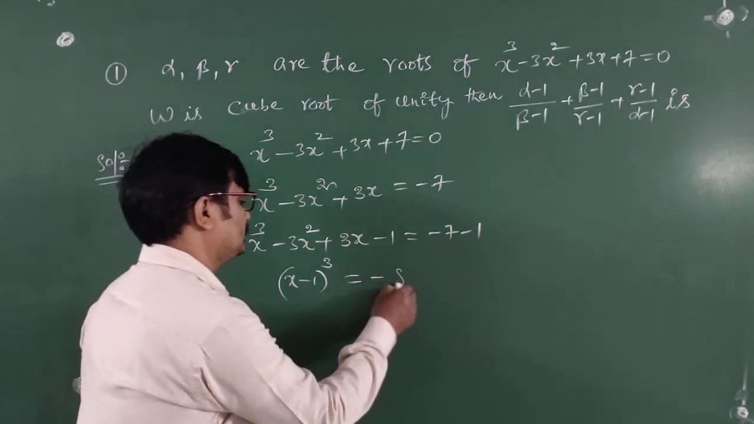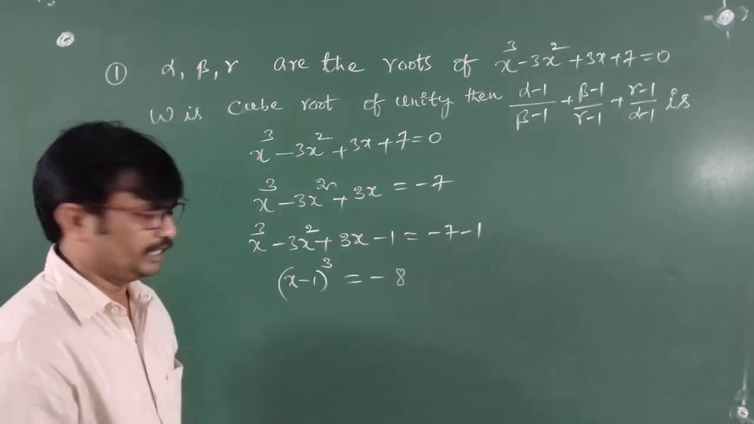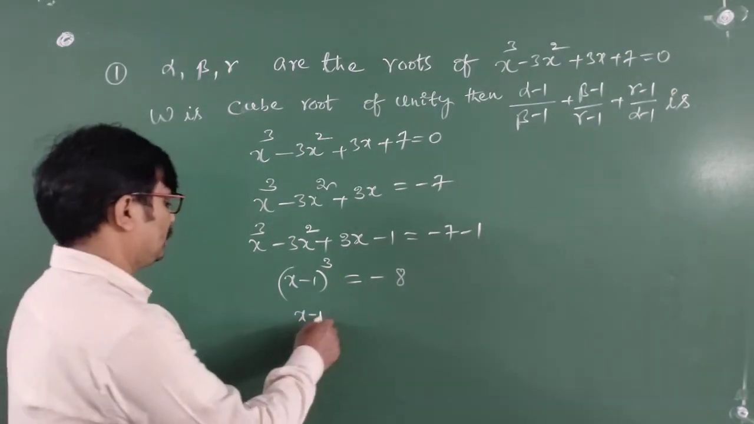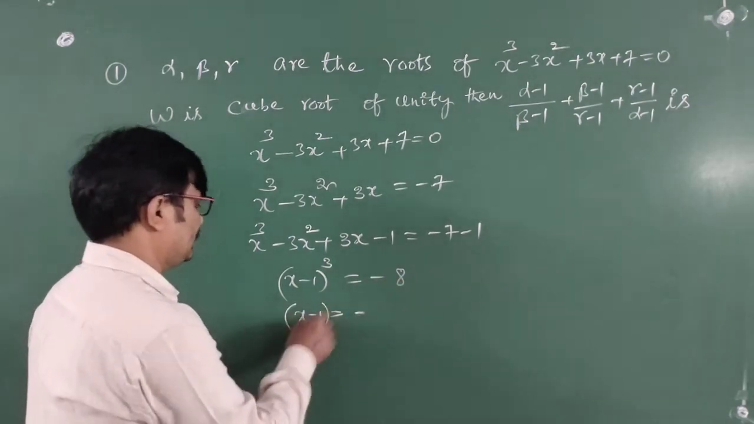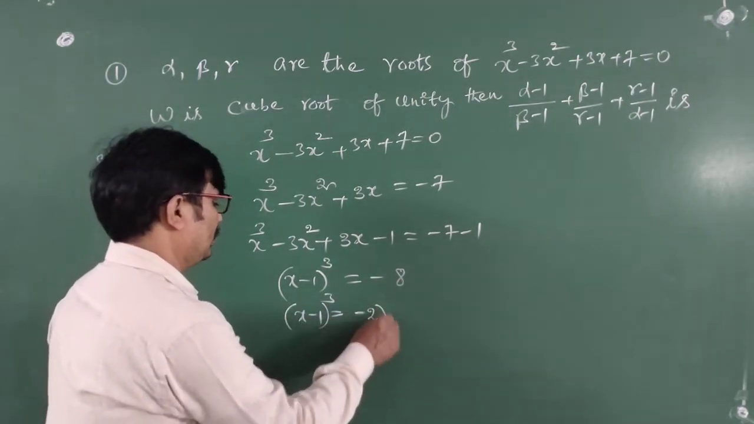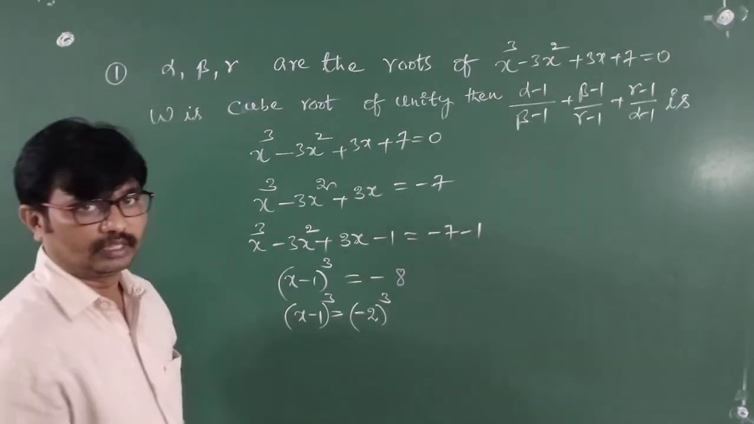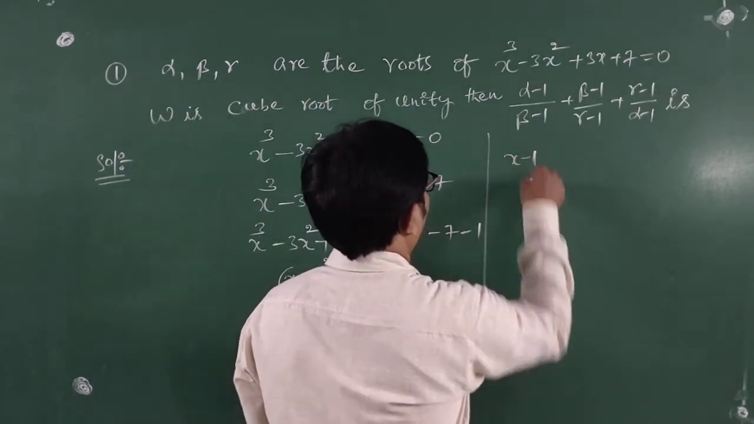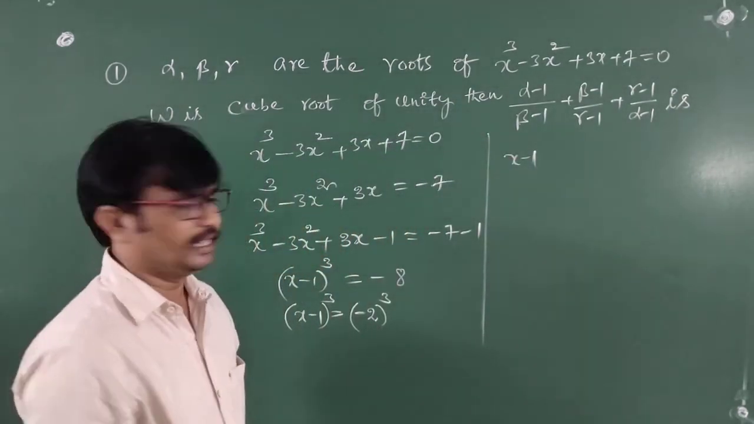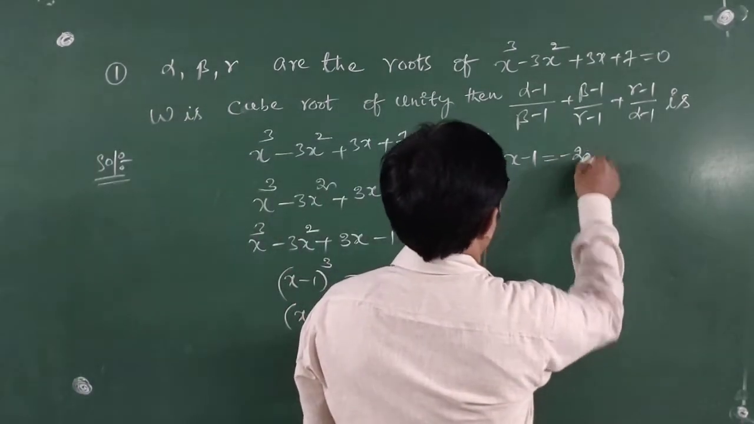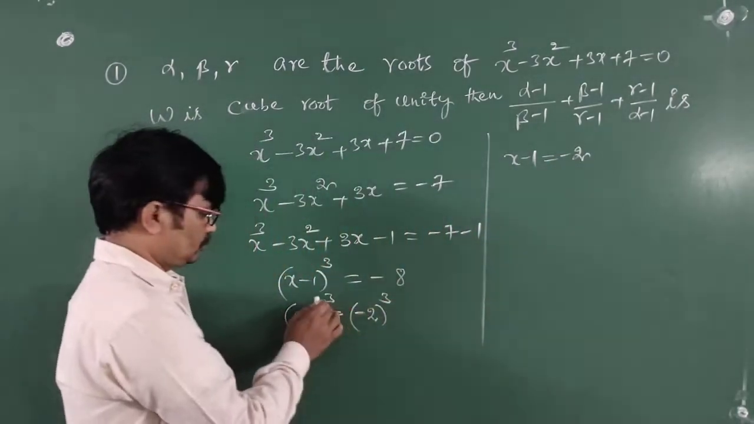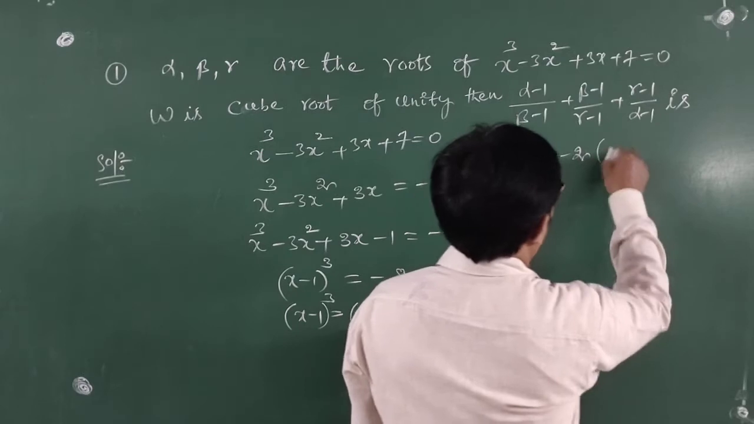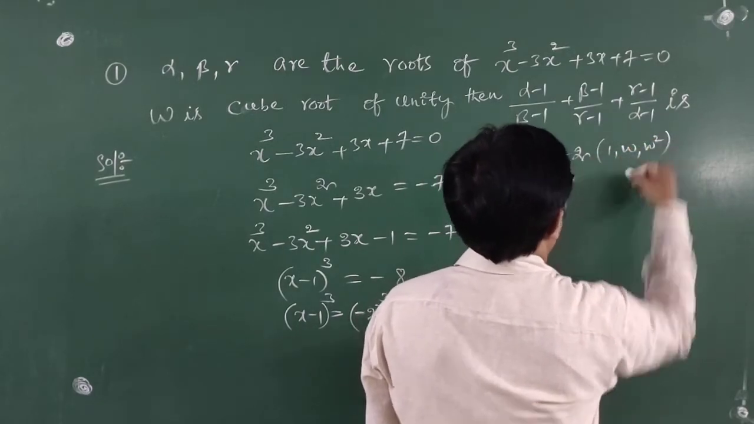After that, this is minus 8. Now we can write x minus 1 whole cube equal to minus 2 whole cube. The cube is sent to the other side, so x minus 1 equal to minus 2 into the cube root of 1. The cube roots of 1 are 1, omega, omega square.